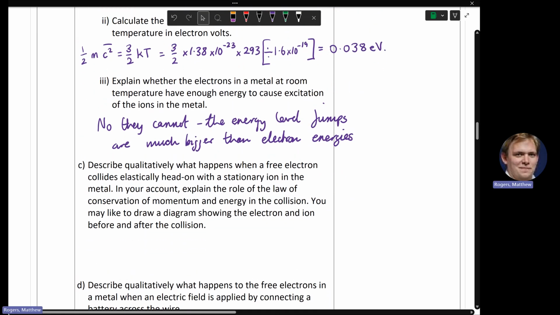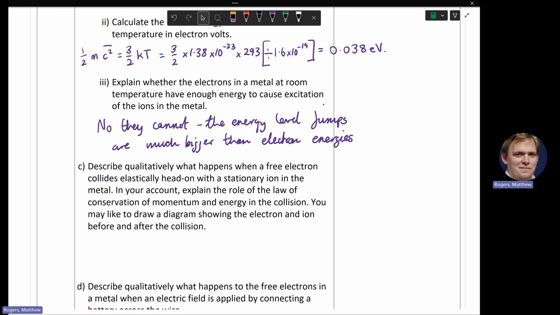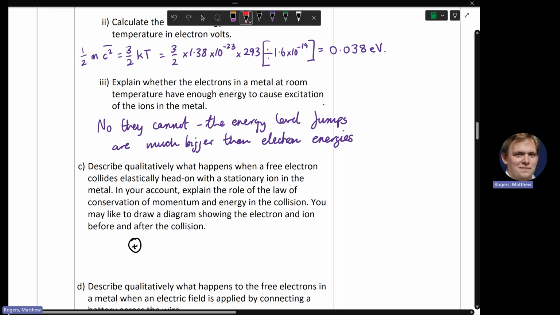Describe qualitatively what happens when a free electron collides elastically head-on with a stationary ion in the metal. In your account, explain the role of the law of conservation of momentum and energy in the collision. You may like to draw a diagram showing the electron and ion before and after the collision. Sure, so we've got a positive ion and a negative electron. This is going to approach at speed v. Because it's an elastic collision, afterwards you're going to have an electron moving away, still going at speed v, but in the opposite direction. So the kinetic energy before and after are the same.